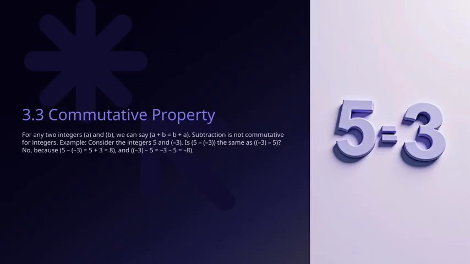To see this, let's consider the integers 5 and -3. If we look at 5 minus -3, that equals 5 plus 3, which gives us 8. But if we switch the order and look at -3 minus 5, that results in -8. So, as you can see, the two results are not the same.